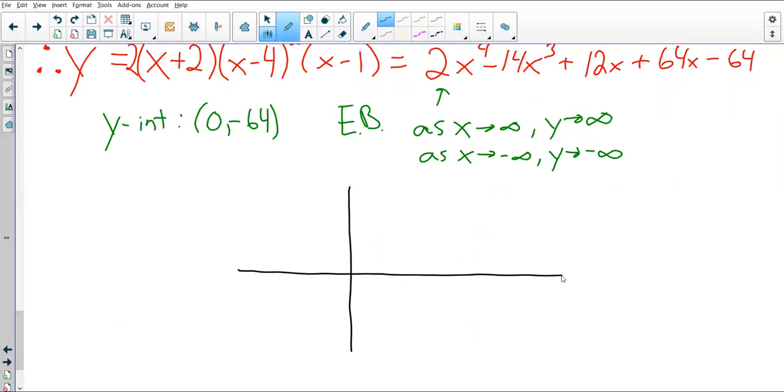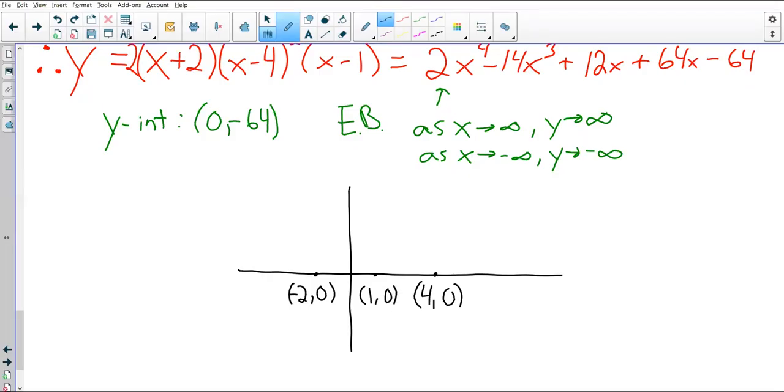I'm going to have one root at -2. I'm going to have a double root at +4. So that tells me there's going to be a vertex there because I have a multiplicity of 2 at that point. So there's my point at 4. I have another one at x equals 1. So that's at 1 and 0. The function starts.